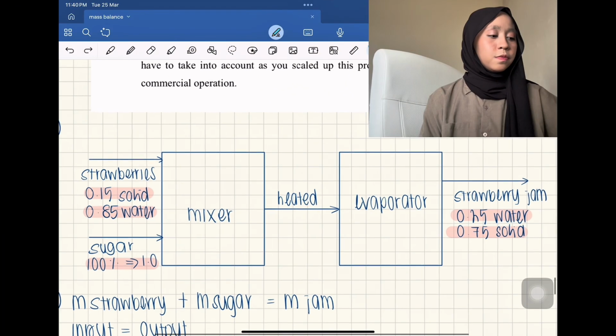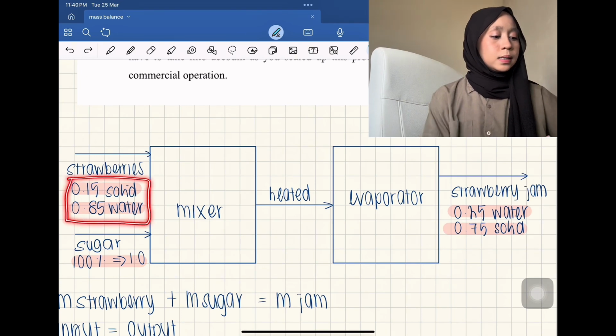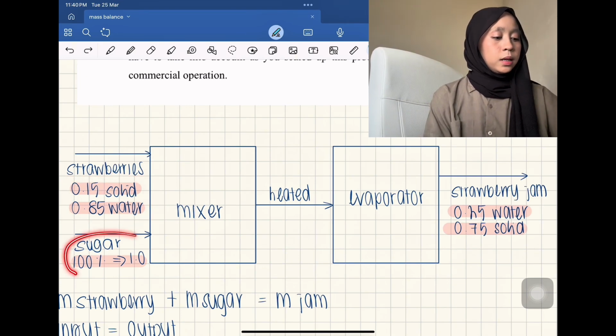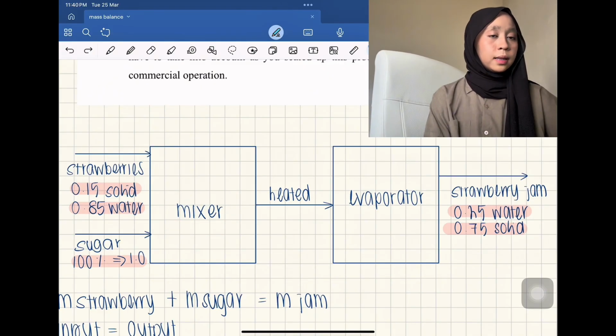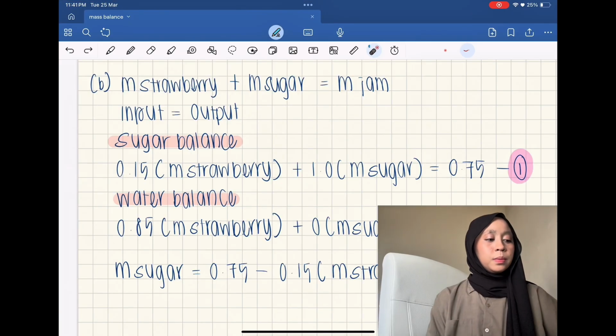So this is my process flow chart for the question. We have the inputs, which are strawberries containing solids and water, and also sugar. We have a mixer, whose function is to combine strawberries and sugar together, a heater, which heats the mixture, and an evaporator to remove the excess water to achieve the desired composition. So right now, at the output, we have final strawberry jam containing 75% solids and 25% water. Right now, we have to do the mass balance calculations.